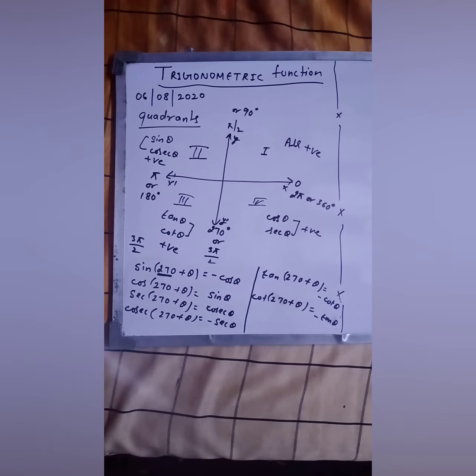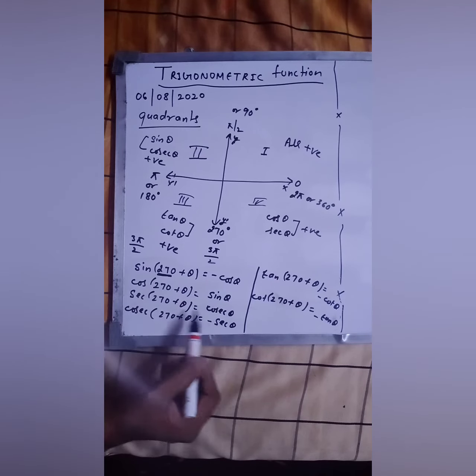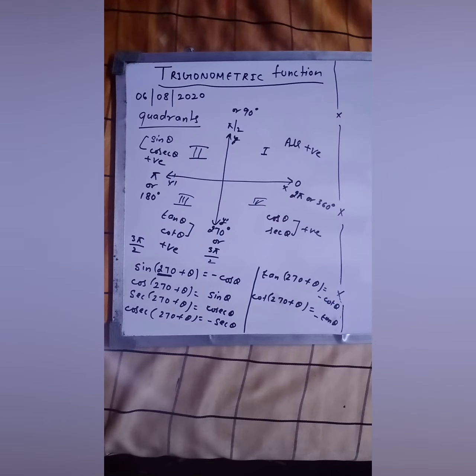In case of 180, if here you will get 180 or 360, then you will not write sine into cos. The answer will be different. So only in case of pi by 2 or 3 pi by 2, you can change like this. Fine.